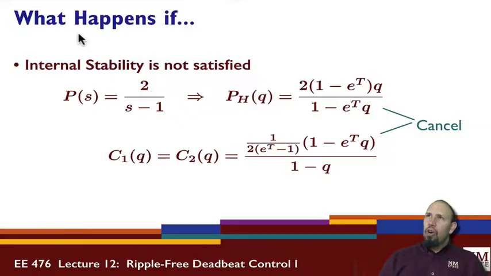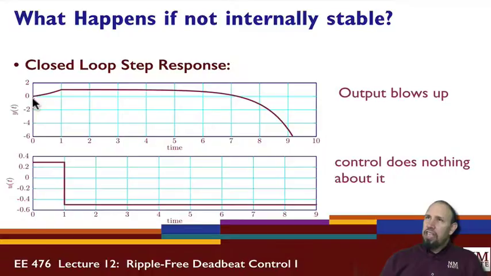So the question now says, what happens if, for example, internal stability is not satisfied? So we start with this unstable system. Here's the H transform of it. Let's assume that the controllers C1 and C2 are equal, and we let them take this form. Notice that this 0 of the controller cancels with this 0 of the plant. You can go through and show that you will get a deadbeat system, but it won't be a ripple-free deadbeat system. So if you were to look at the output of the system, this is actually what you'd get.